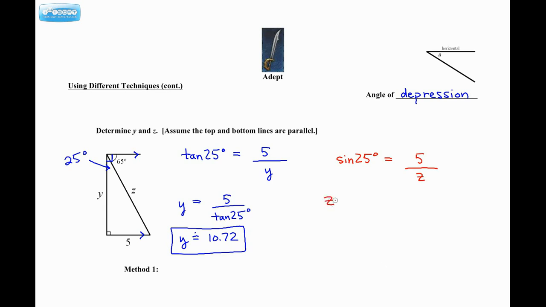So therefore z is 5 divided by sine of 25. So let's work that out. Now it's the hypotenuse, so I better get a number bigger than 10.72, otherwise we're in trouble. Oh good. 11.83. All right, that's all we're asked to figure out, y and z. There you go. So let's do the same problem again, but let's find a different way.